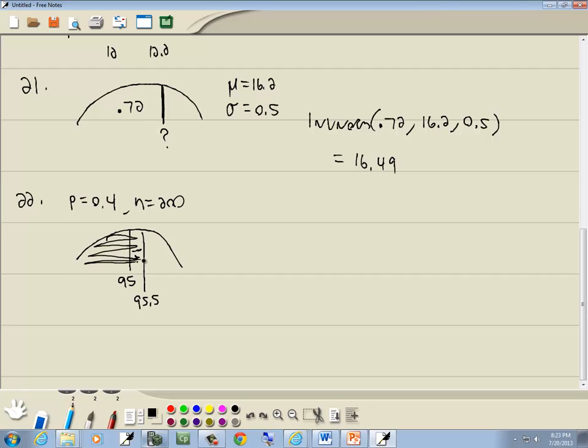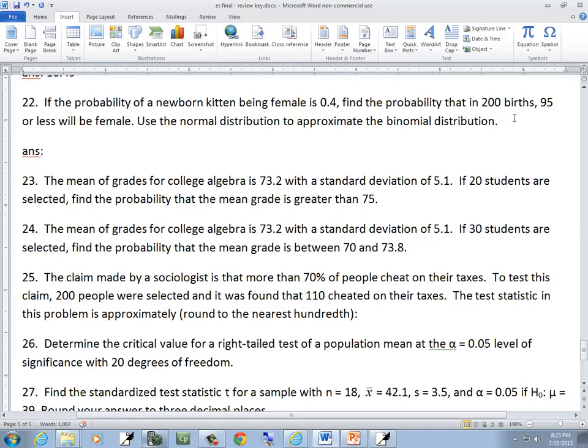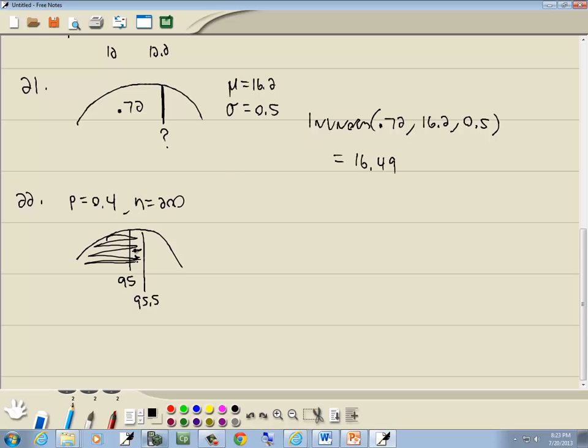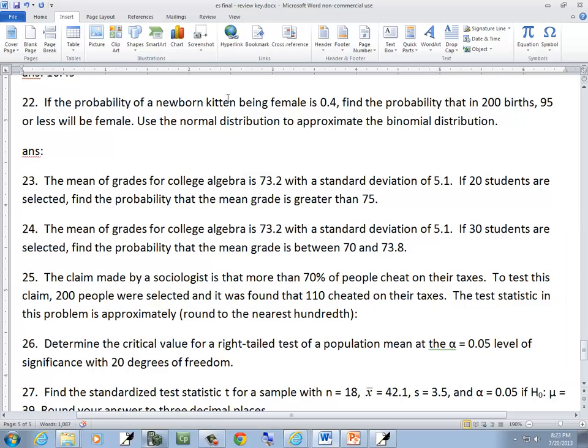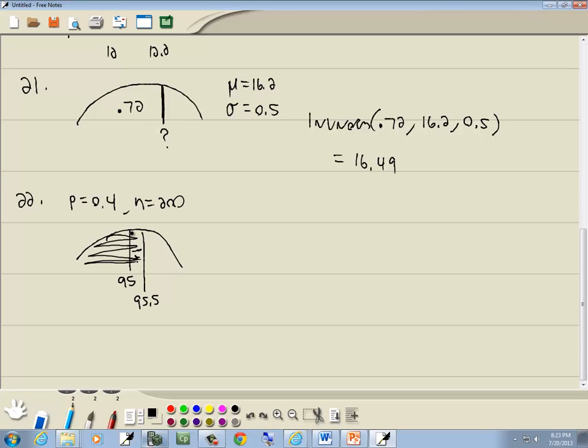Now, how do you determine whether to add or subtract 0.5? If your wording includes 95, then your shading has to include 95. So when I was reading this, I was saying 95 or less will be female. That includes 95. So my shading has to include 95. If I had subtracted 0.5 and went to 94.5, my shading would not have included it.